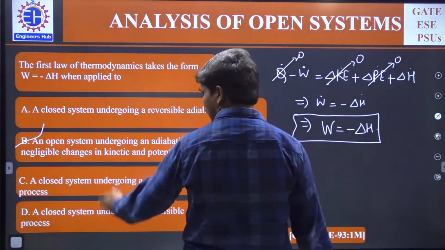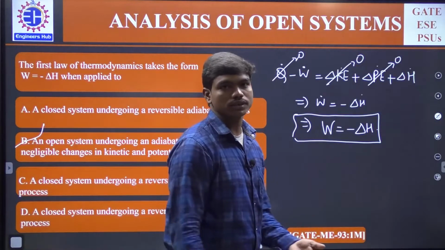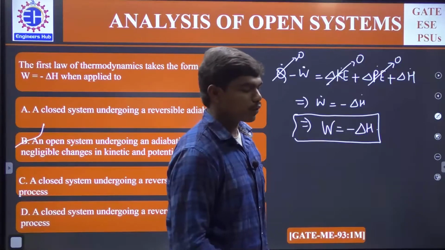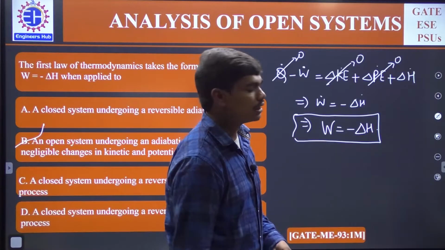Correct? Similarly, the other two options are also closed systems, and for closed systems generally there is no involvement of flow work, so we don't have the general combination of U plus PV. Okay.